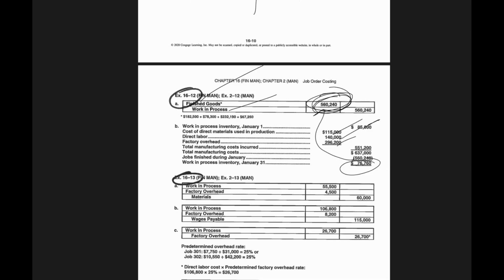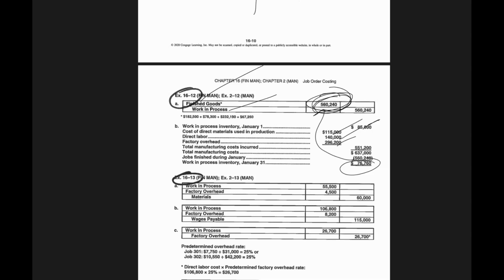Number 13. This publishing company began printing operations on March 1st. Jobs 301 and 302 were completed during the month, and all costs applicable to them are on the related job sheets. Jobs 303 and 304 are still in process, and all applicable costs except factory overhead have been recorded on the related cost sheets. In addition to the materials and labor charged directly to the jobs, $4,500 of indirect materials and $8,200 of indirect labor were used during the month. All right, journalize the entry to record each of the following operations: direct and indirect materials.